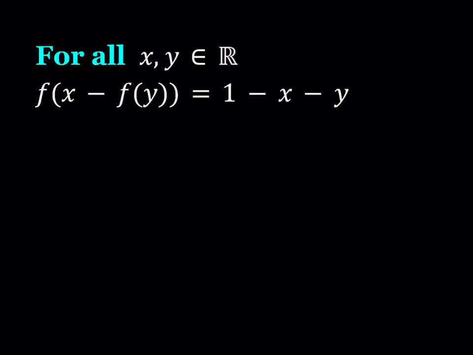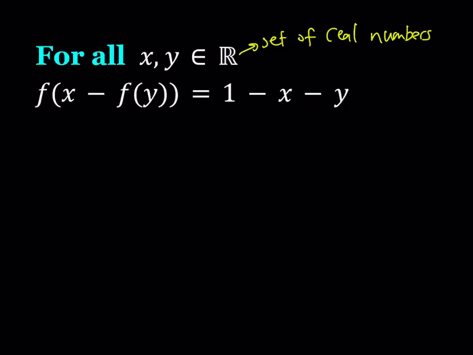Hello everyone. In this video we're going to be solving a functional equation from Slovenia. We have, for all x, y element of the set of real numbers, f of x minus f of y equals 1 minus x minus y. So this R represents the set of real numbers. And we're going to be looking for f of x.